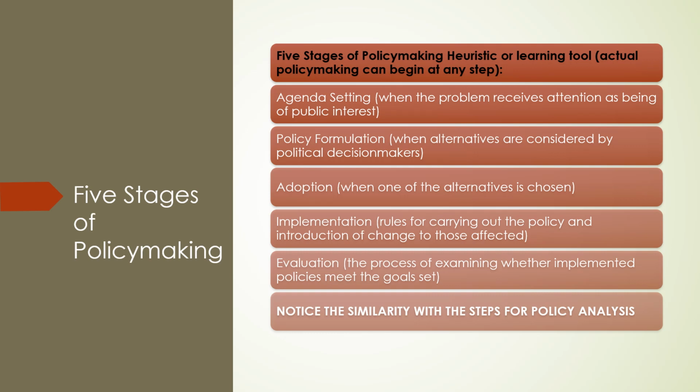So there's 5 stages of policy making. We call this a heuristic or learning tool. Really, policy making can begin at any step. If you're aware of the wheel of science, right? Sometimes observation leads to theory, sometimes theory leads to predictions that we then observe to see whether they're true or not.